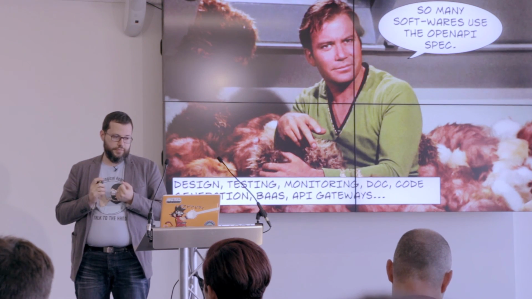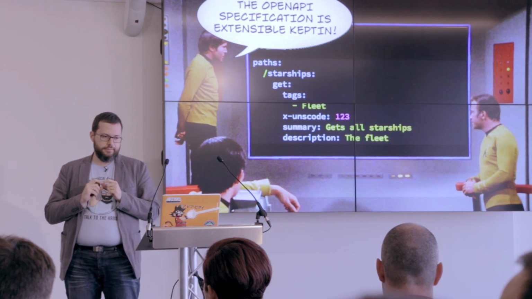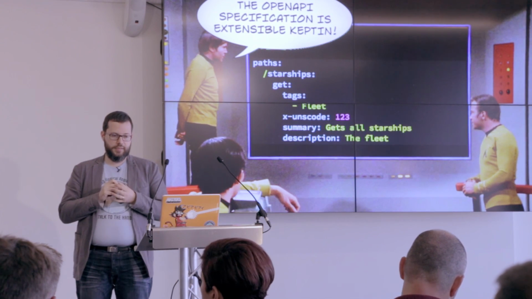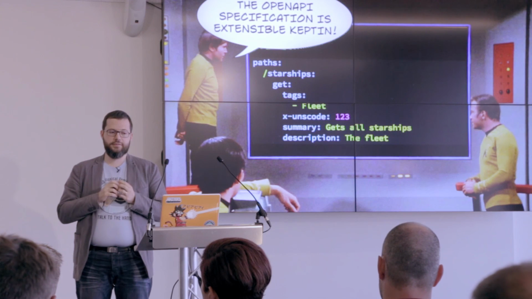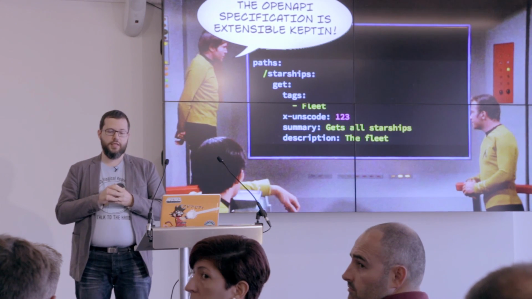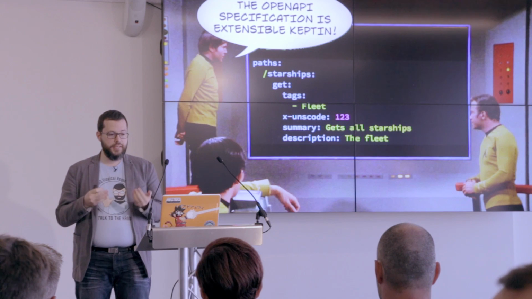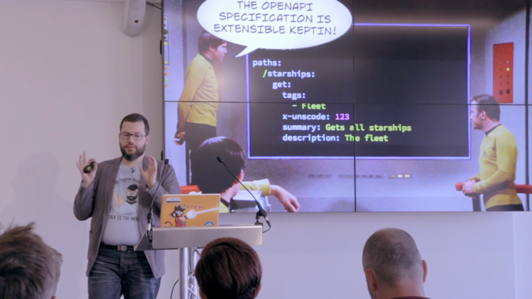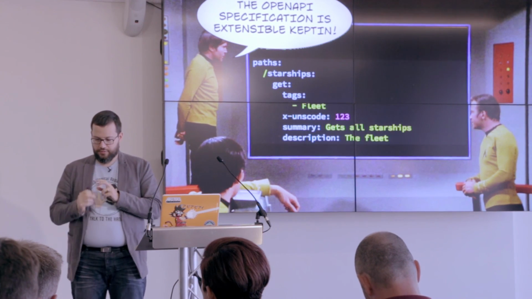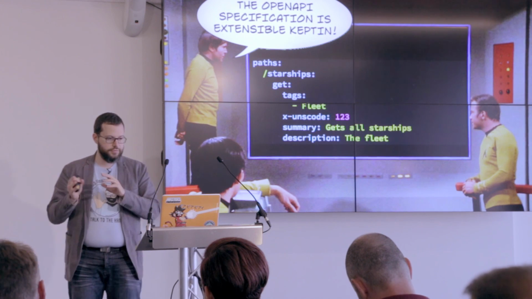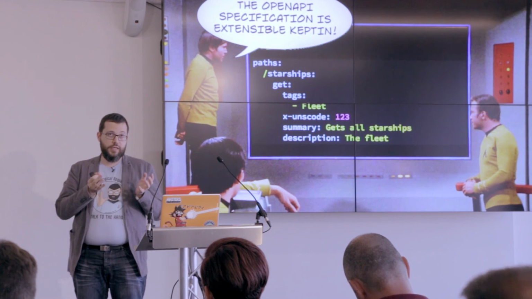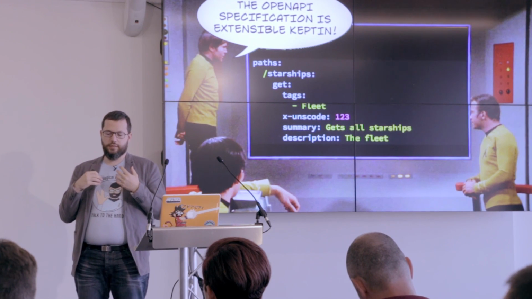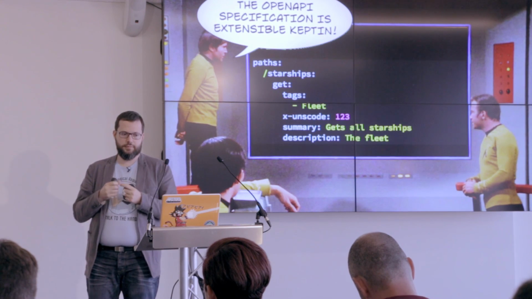So many software. Beyond the fact that it's really easy to write and parse OpenAPI files, what is really interesting is that you can extend the specification. You can add your own custom information almost anywhere in the document. All you have to do is to prefix your custom data structure with an x-dash, like here with x-unscode-123. And some, and maybe many, of the tools I mentioned earlier can generate files including custom information.